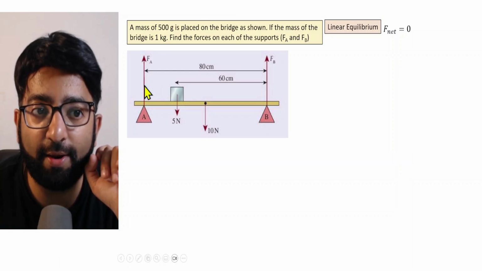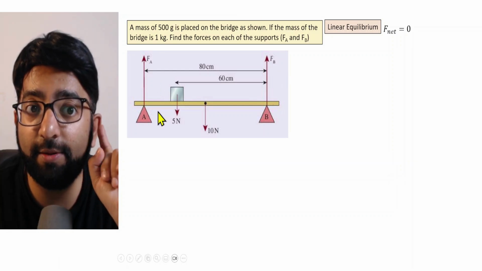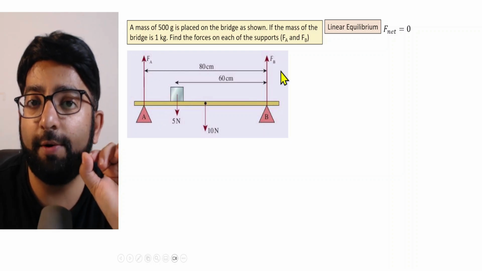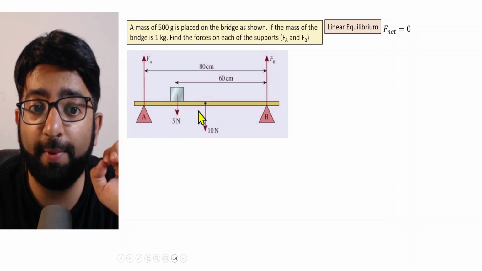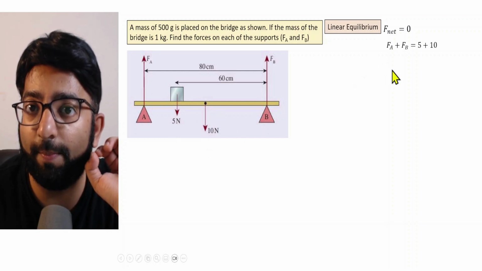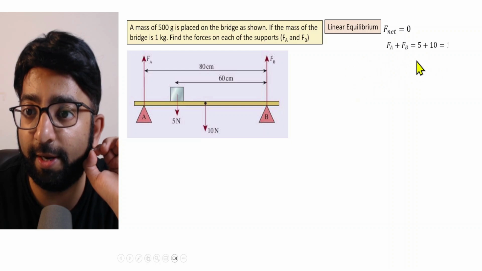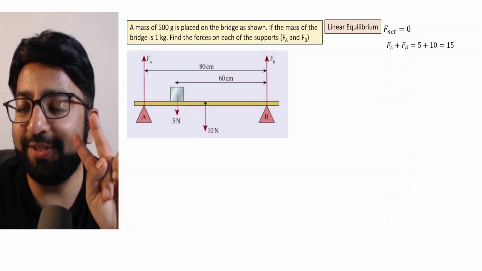So as you can see in this diagram, Fa and Fb are acting in the upward direction. So the total upward force will be Fa plus Fb. Similarly, the total downward force will be 5 plus 10. And the equation will become Fa plus Fb is 5 plus 10, which is 15. So this was step number two.